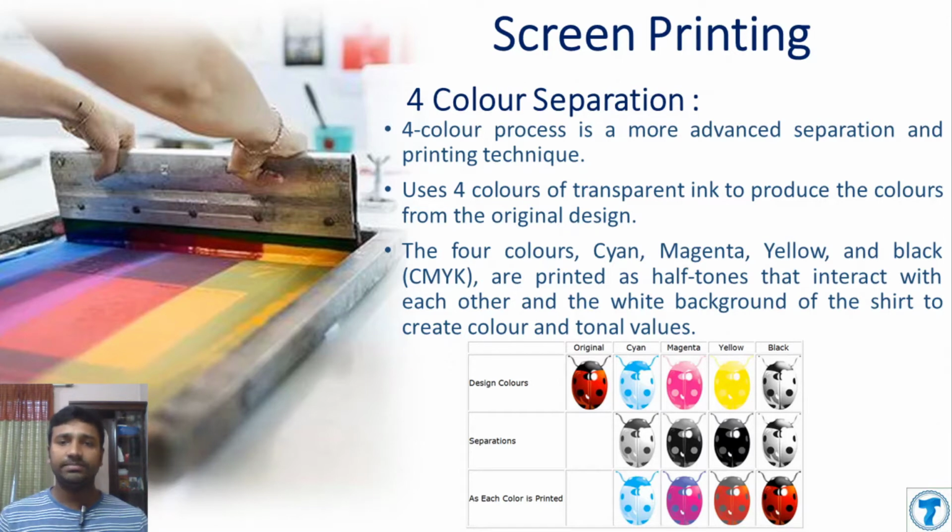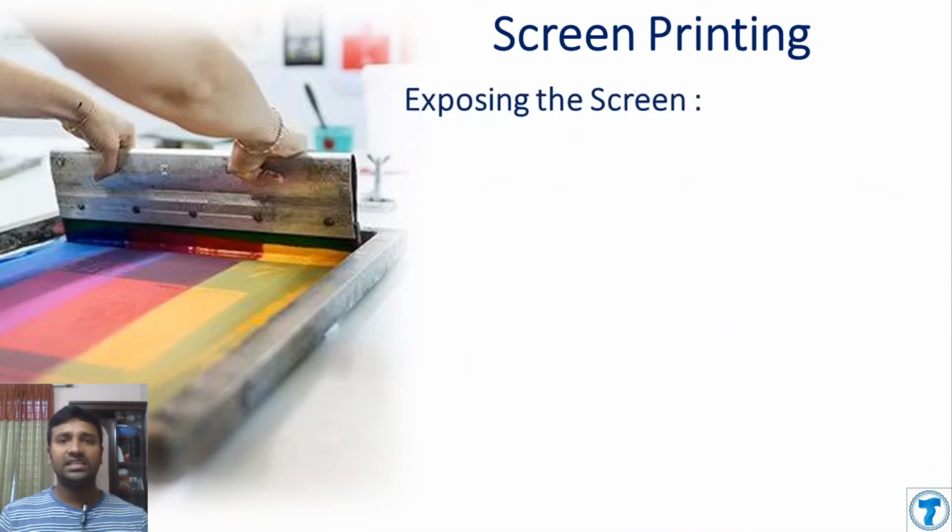Then we can separate it into 4 colors, that is cyan, magenta, yellow and black. After separation of the colors, we can make the screen. After exposing, we can print all the 4 colors, and finally we will get the ladybird picture on the garment. Let's discuss how the screen exposing is done.